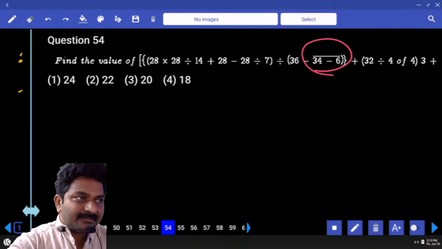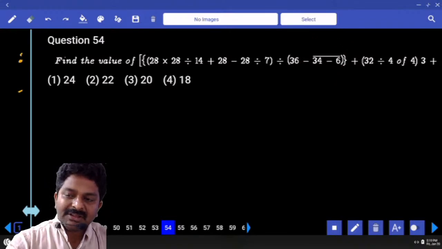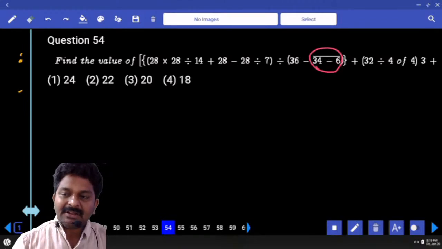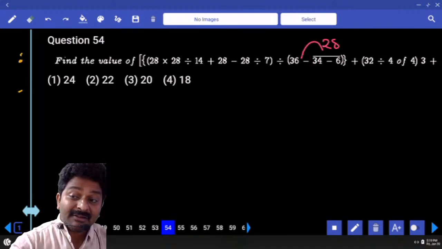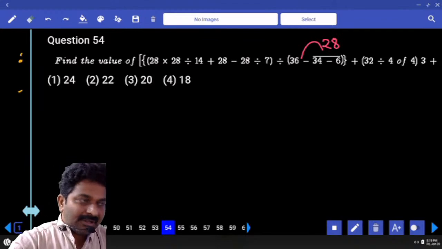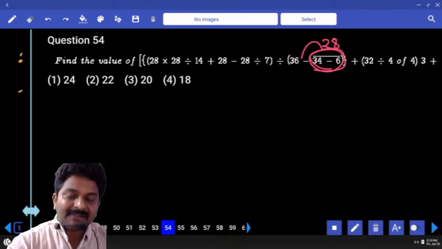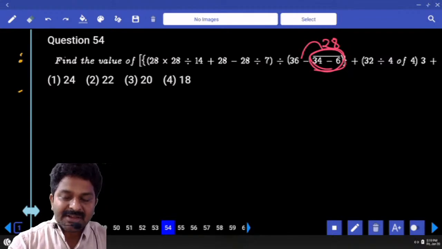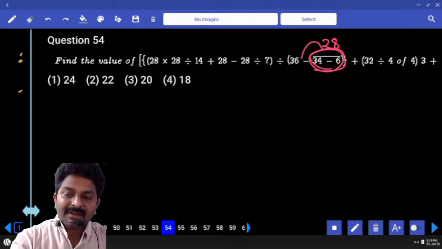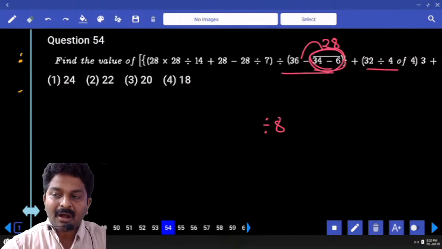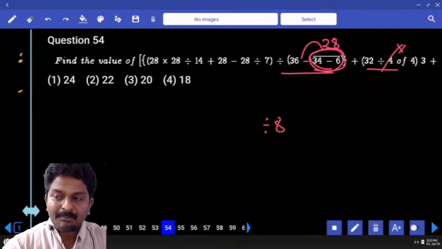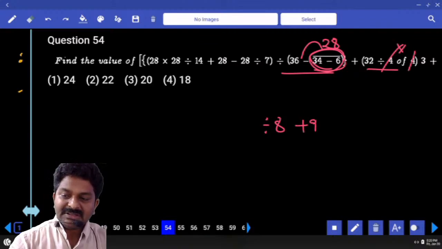this is vinculum. So first you need to calculate what is the value of this expression. 34 minus 6, 28. This negative symbol is applicable for 28, not only for 34. This negative symbol is applicable for the result of this vinculum. So 36 minus 28, how much is that? 8. So divided by 8 is clear. Divided by 8. And then 32 divided by 4, half meaning into 4. By 4 into 4 gets cancelled. 32 3 times, which is 96.